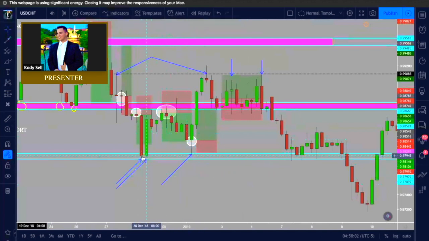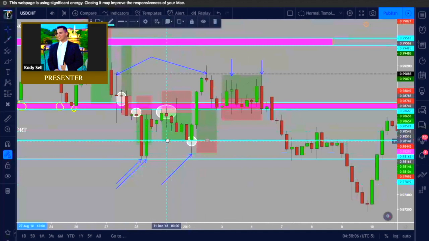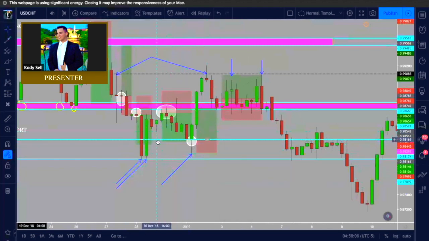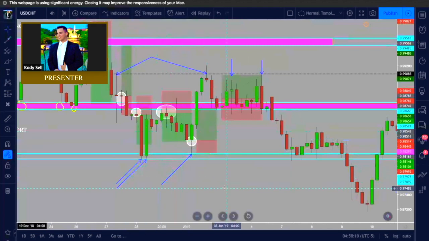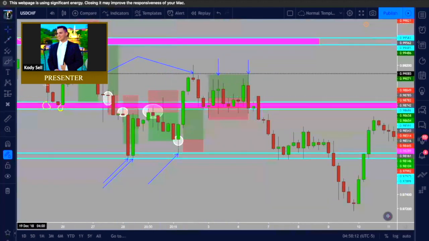Now notice how the bodies are included in here, so I like that. And the body of this candle is way too high. I don't want my zone to look like that. That's just ridiculous. I'm going to bring it down. I like this, okay? And now look how beautiful this is. See how that works? Very nice, huh?